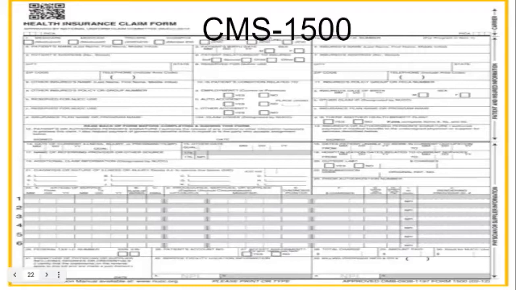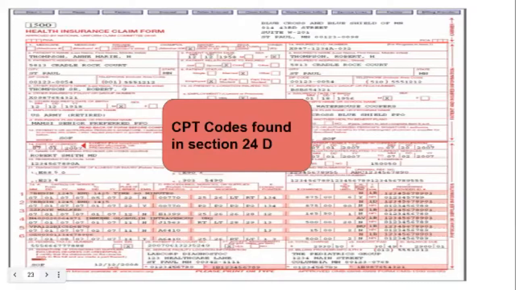Now, the next slide I'm going to show you is going to indicate where the CPT codes actually go on this form. So let me see if you can see my cursor here, right here. See, it's a 99, it looks like 779. These are your CPT codes right here. CPT codes are found in section 24D on the CMS 1500 form.